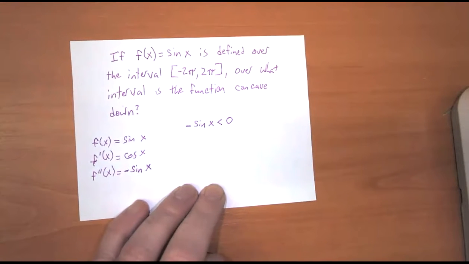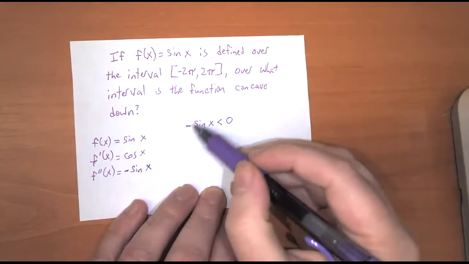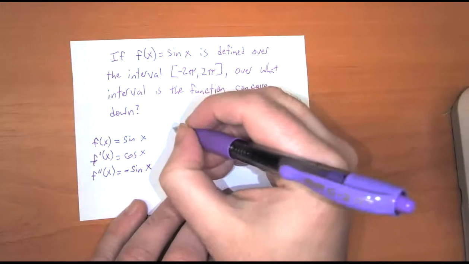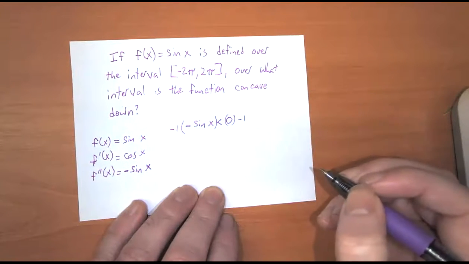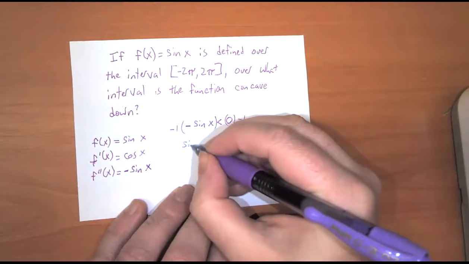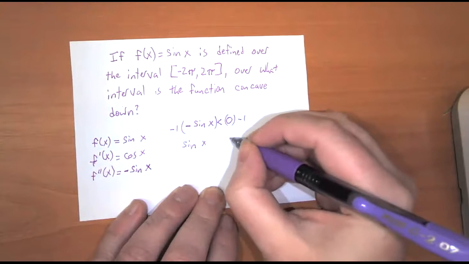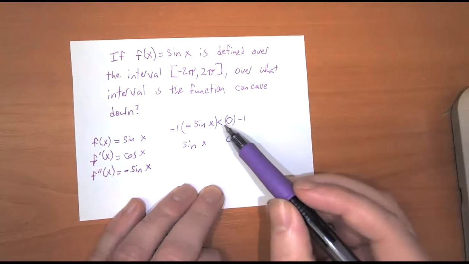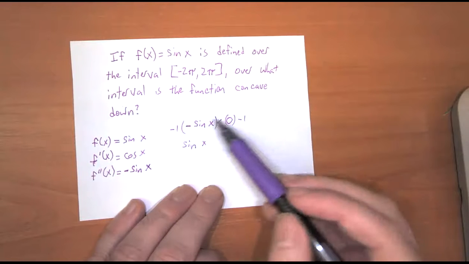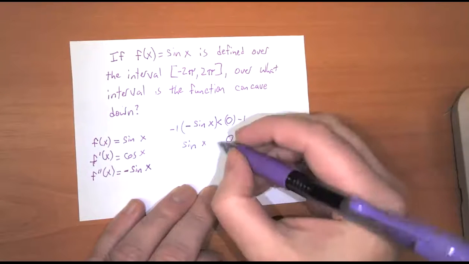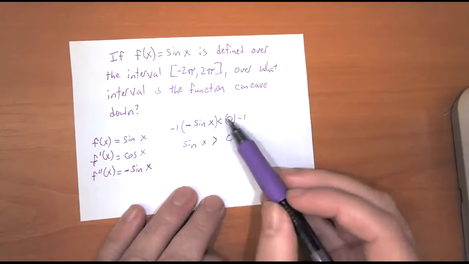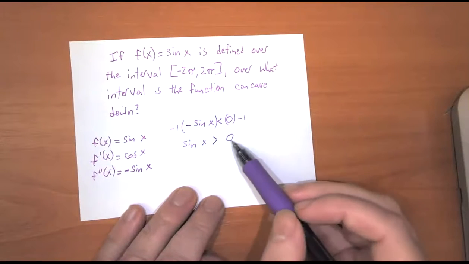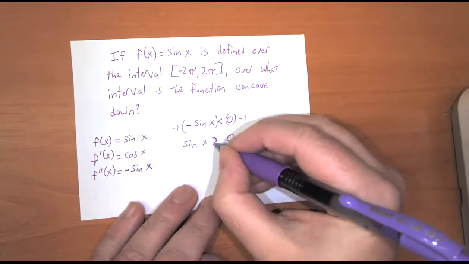Okay, and so let's solve this. The first thing I want to do is get a sine x over here. So I want to multiply this side of the equation by -1, and I want to multiply this side of the equation by -1. So that'll turn this into sine x. 0 times -1 is 0. But what's our rule with inequalities? We just multiplied by a negative number, so we've got to flip the inequality sign. So negative sine of x is less than 0 when sine of x is greater than 0.